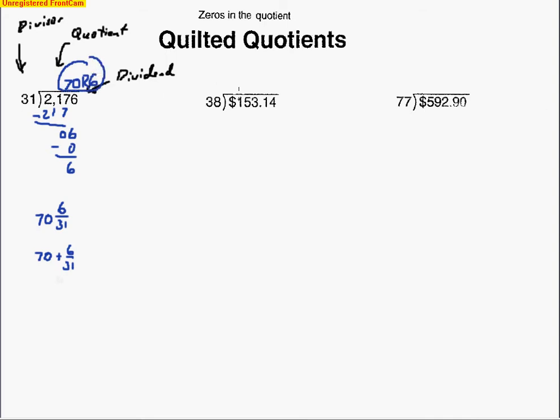Well, let's take a look at this other one, 38 into 153.14. So again, we're looking at 38 going into the first digit. Well, it doesn't go into 1, so then we go to the next two. Does 38 go into 15? No, it doesn't. So that means we need to go to the next three numbers. 153, 38 into that number.